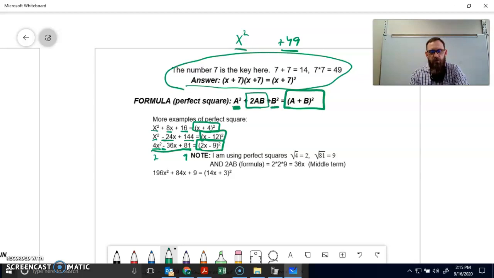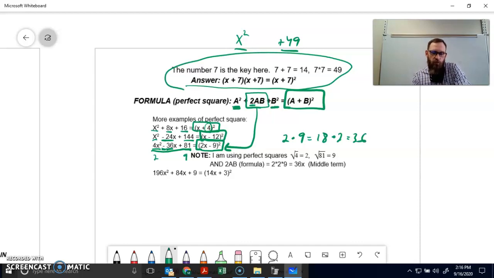But that's where this 2ab comes into play. Because if I have 9 and 2 as my two numbers, multiply those together, make 18. But it's double that. Just like back here, we doubled 4. 4 times 2 is 8. 12 times 2 is 24. So when you double 18, it gives me 36. Yeah, that fits that middle term.